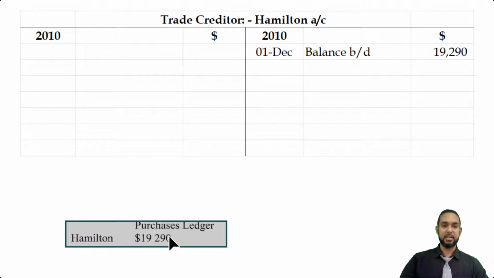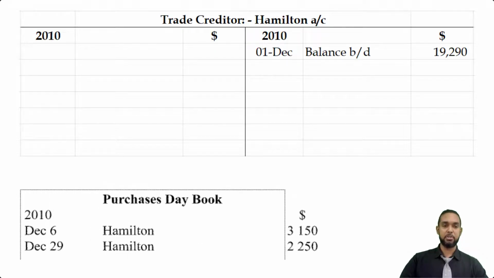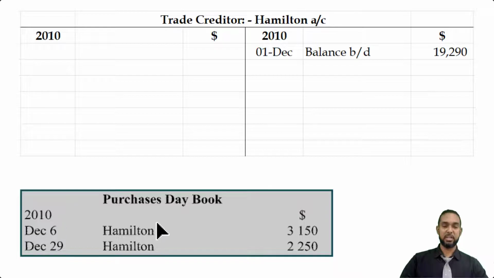Now, the next item up will be from the purchases day book. That's going to give us all of the credit purchases, all made from Hamilton. One on the 6th, one on the 29th for $31.50 and $22.50 respectively. So credit purchases will increase the amount of money we owe to Hamilton. That's an increase in a liability, which will be recorded on the credit side.